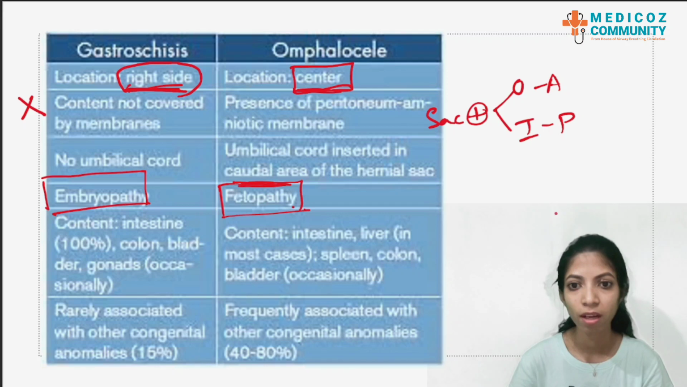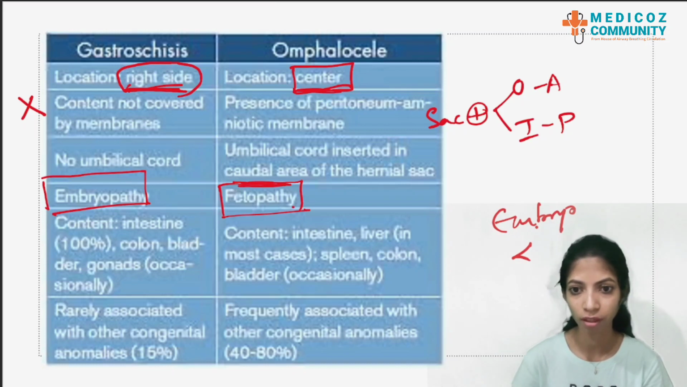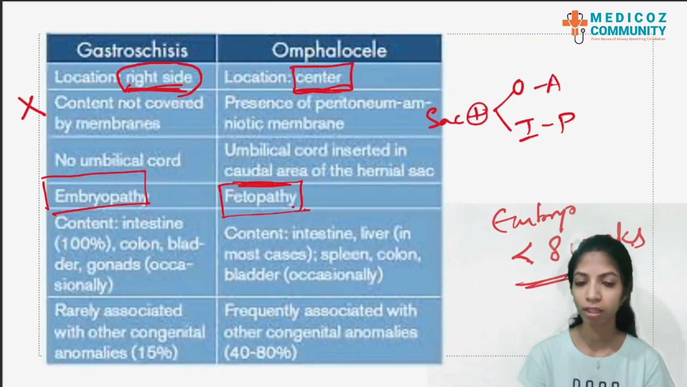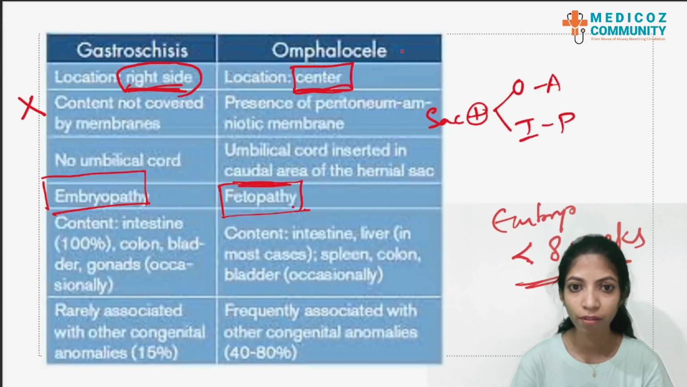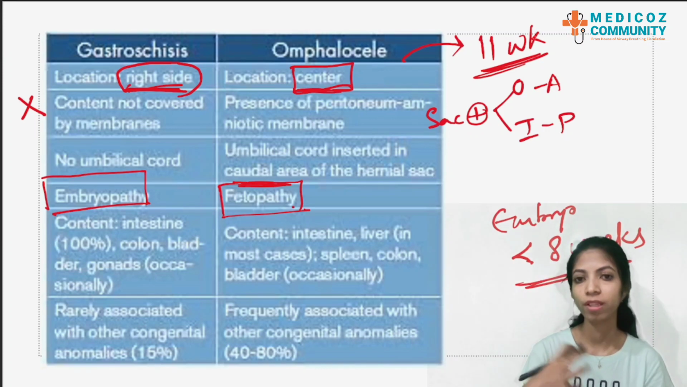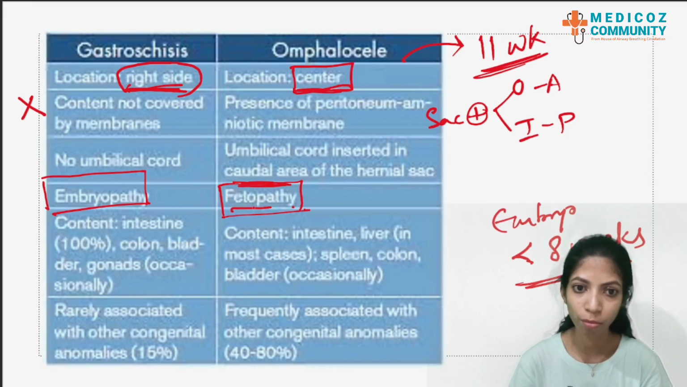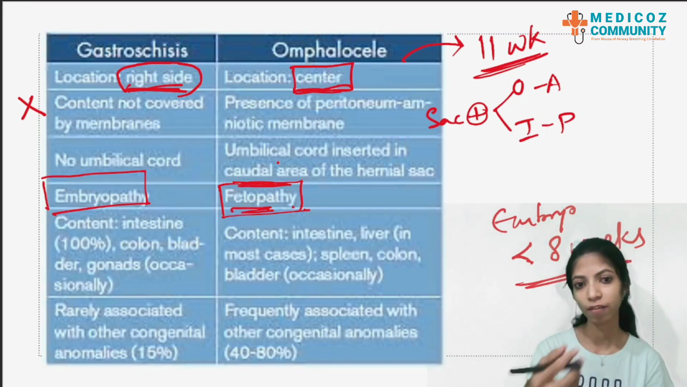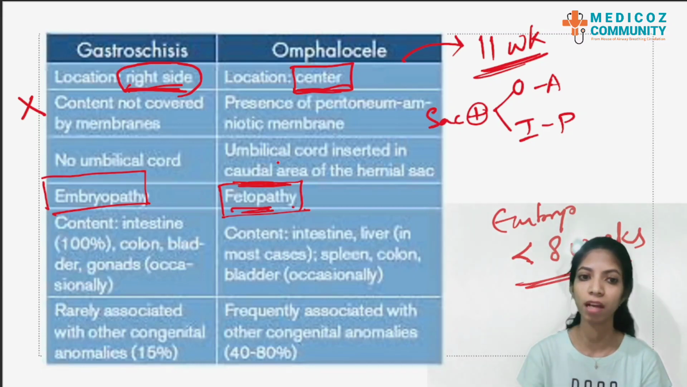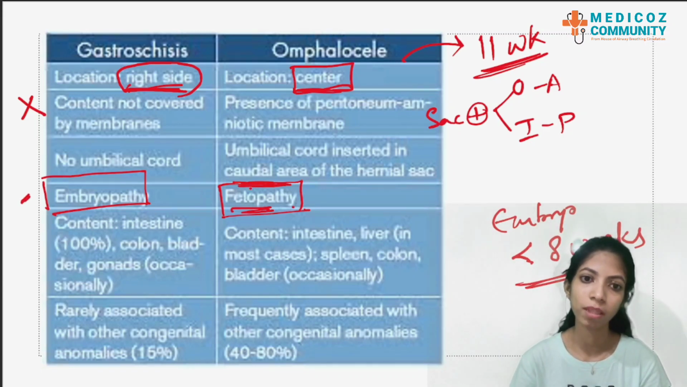What is the difference? We call it an embryo if the intrauterine life is less than 8 weeks of gestation. Up to 8 weeks of gestation we call it an embryo, and after that we call it a fetus. So what did we speak of? At the 11th week, if the gut fails to go inside, it is called an omphalocele. So this is occurring after 8 weeks, so this is a fetopathy, whereas gastroschisis is from the embryonic life itself, there is a defect in the abdominal wall. So this is an embryopathy, whereas omphalocele is after 11 weeks, so fetopathy.